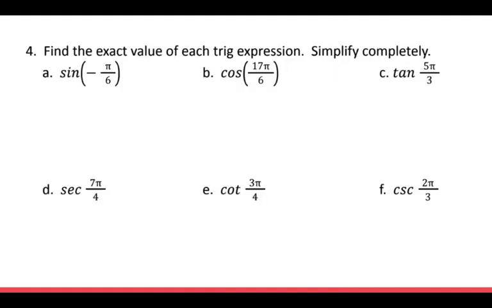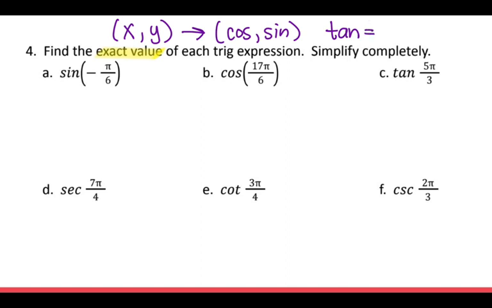All right, next up, finding the exact value of a trig expression, simplify completely. When you're finding exact values, you have to use the unit circle to find one of your coordinates. Remember that your coordinates, x, y, coincide to cosine for your x, sine for your y. Tangent is our oddball because tangent is a ratio of sine and cosine. So tangent is y divided by x. So you'll use both of those coordinates.